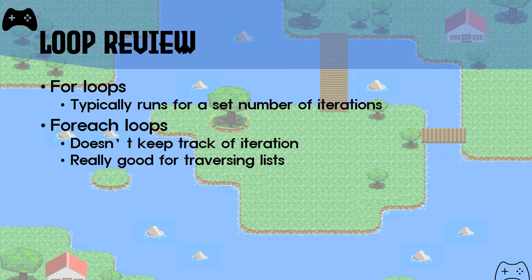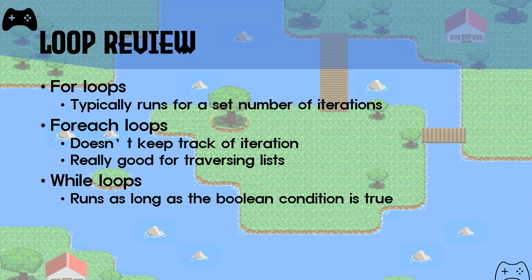Then we have for each loops. These don't keep track of iteration because instead they're typically doing things like traversing a list. They're going to start, for example, at the beginning of a list of objects, go to the end of the list of objects, and do some action along the way.